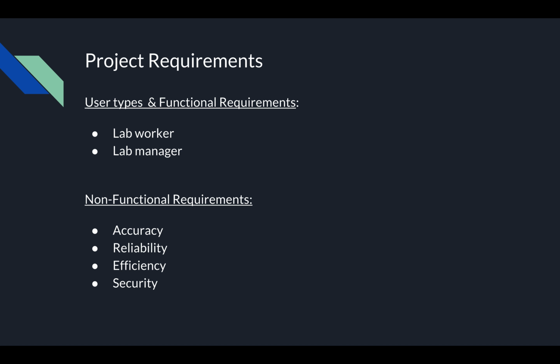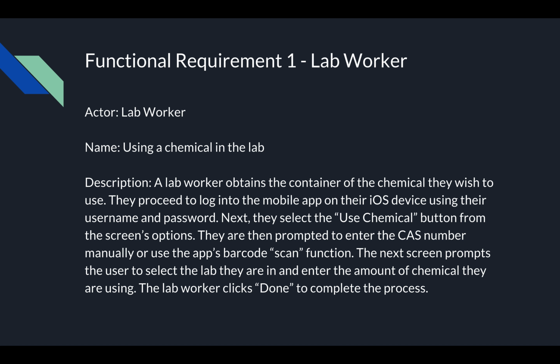Project requirements are mainly based around two jobs that the system is going to have to manage, those being the lab worker and the lab manager. The lab worker's main job is going to be using chemicals in the lab. So they're going to have to add and remove chemicals. They're going to have to be able to move chemicals between labs as well.